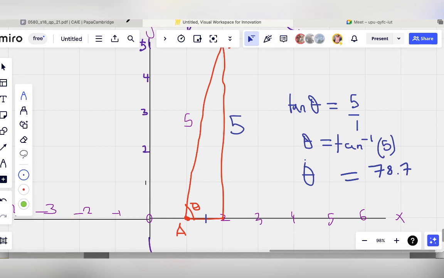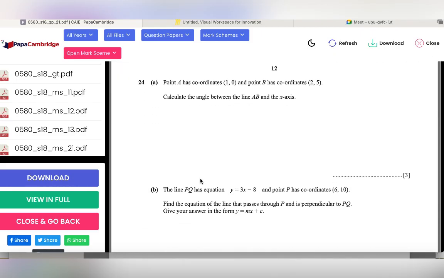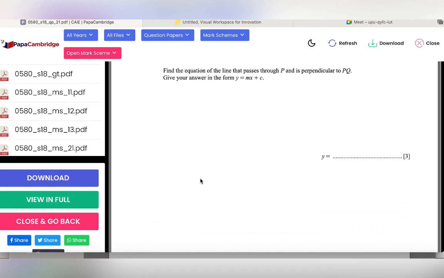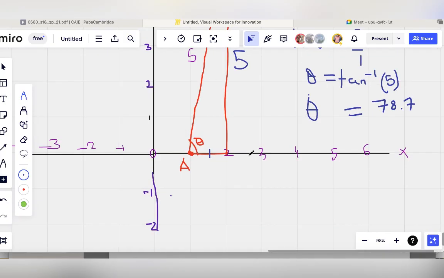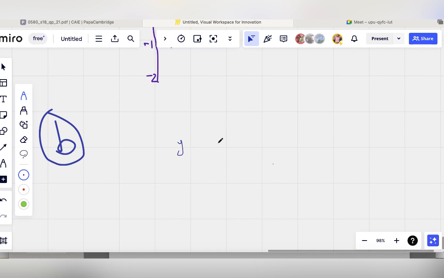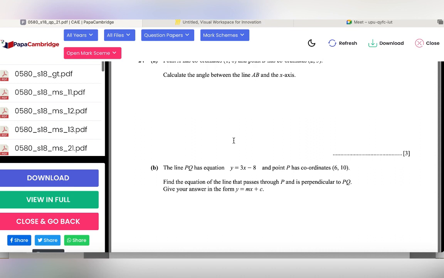Okay, now let's go to the last question, the B part of the question. The last but not the least for our today's class, today's video. He said the line PQ has an equation y equal to 3x minus 8, right? 3x minus 8.